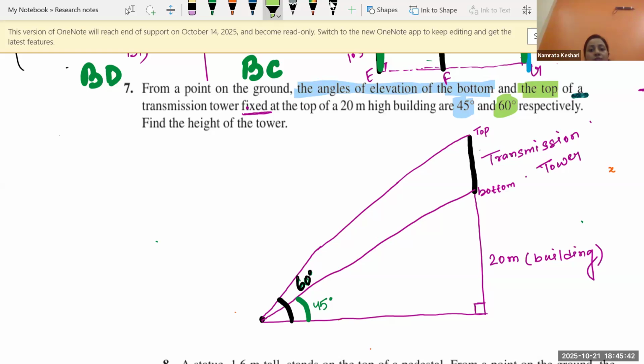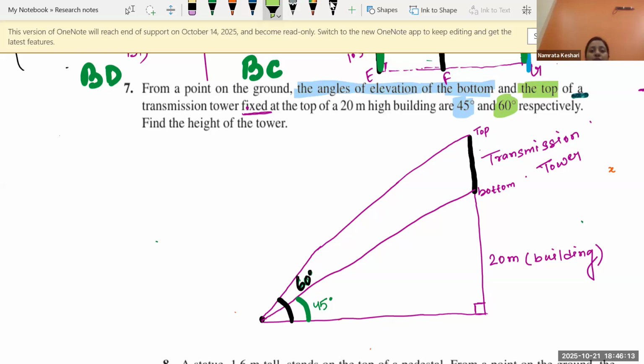Is it making sense? Yes. From the same point, when you are connecting to the bottom, there you are getting the angle of elevation as 45 degrees. And when you are connecting the same point with the top, there you are getting the angle of elevation as 60 degrees. So it is written clearly in the question as well. If we have any confusion, we will read the question carefully.